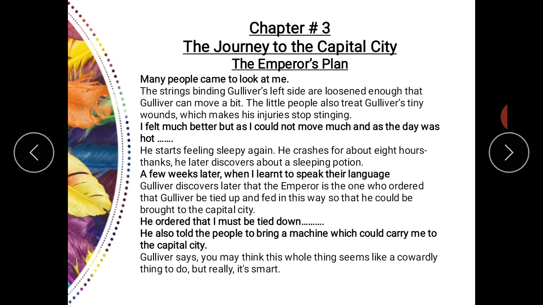And in this lesson, Gulliver says that you may think this whole thing seems like a cowardly thing to do. Why a cowardly thing to do? Like tying a person, adding a sleeping potion. All this seems to be a very cowardly thing to do, but really it's smart. Very intelligent on their part that they did it like this.